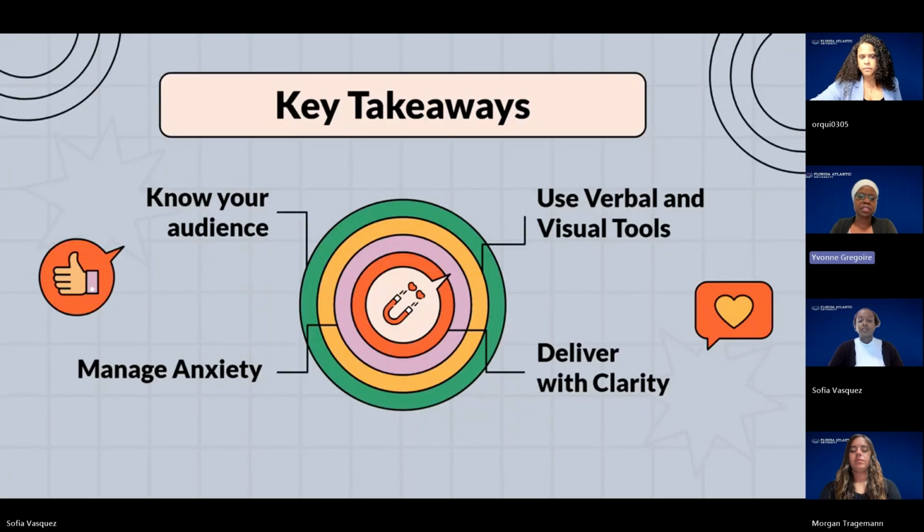here are the key takeaways. First and foremost, you must know your audience. By identifying the audience, then you know exactly how to approach each individual. Because let's be honest, not everyone is created equal. So the way you approach a male patient is not the same way you approach a female patient. We also have used verbal and visual tools, which is a good technique when it comes to communicating with patients. And then we also practiced managing anxiety. And then lastly, we delivered with clarity.